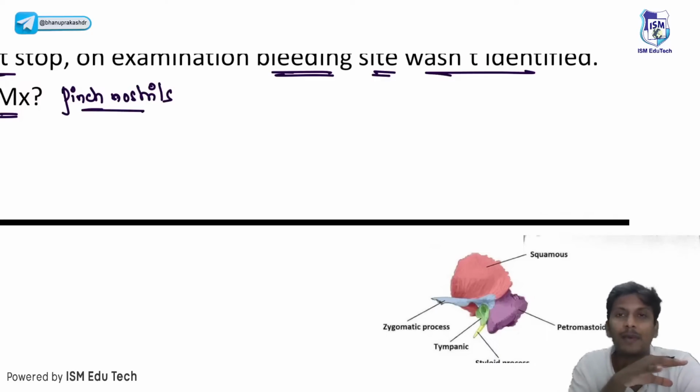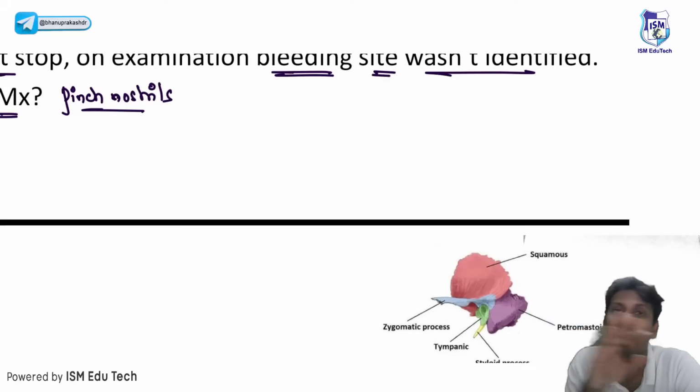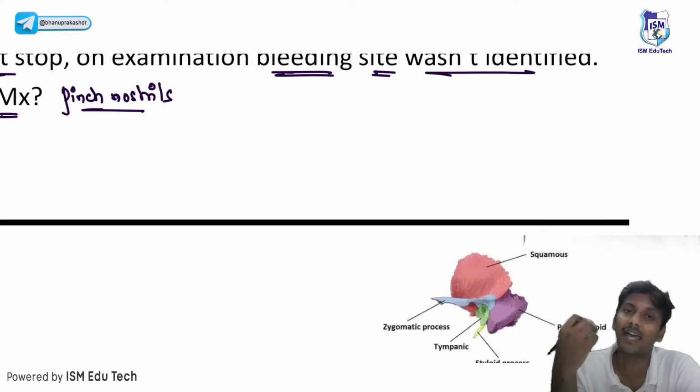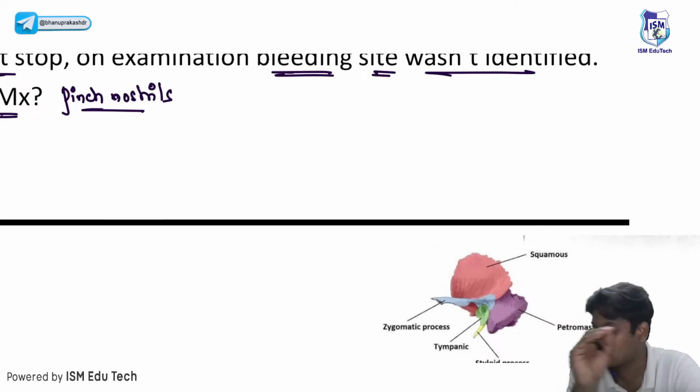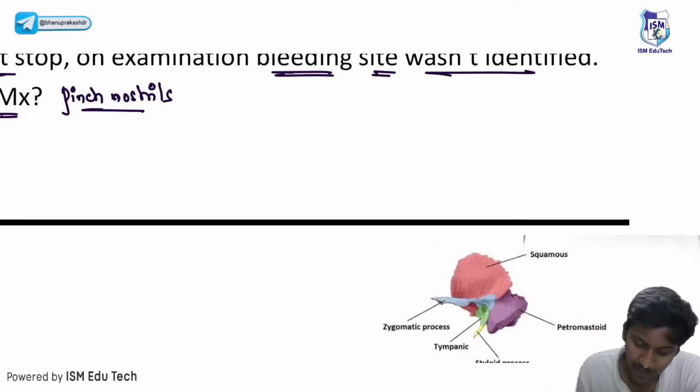Pinch the nostrils for a span of 5 to 7 minutes and ask the patient to sit bending forwards. Never ask the patient to lie down. Otherwise the blood will go inside his throat and the patient will have high risk of aspiration of blood. That is the reason why never ask the patient of epistaxis to lie down. Ask the patient to sit bending forwards. Pinch the nostrils for a span of 5 to 7 minutes.